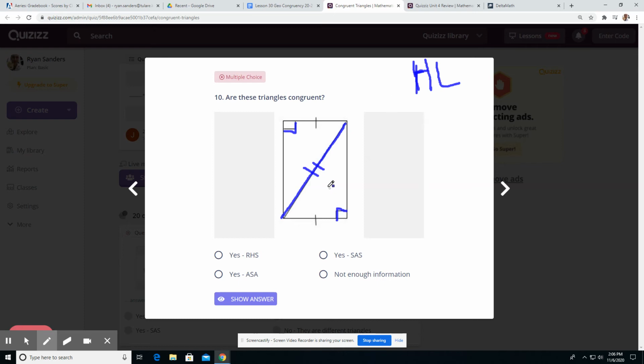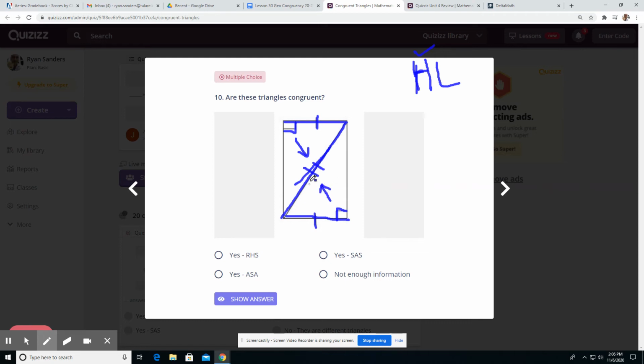Okay. Do we have the hypotenuse? Yes. It is across from the right angle. So that is the hypotenuse on both of them. So check. We do have a hypotenuse that matches. Do we have a leg that matches? We have a leg with one tick.